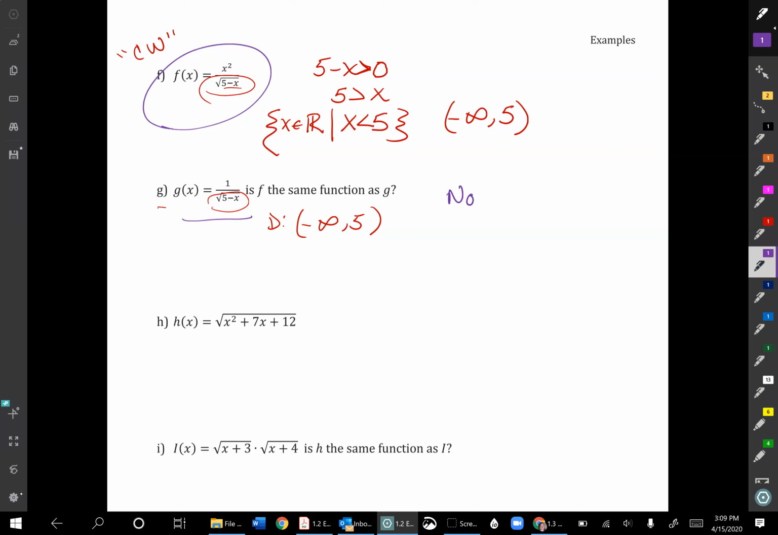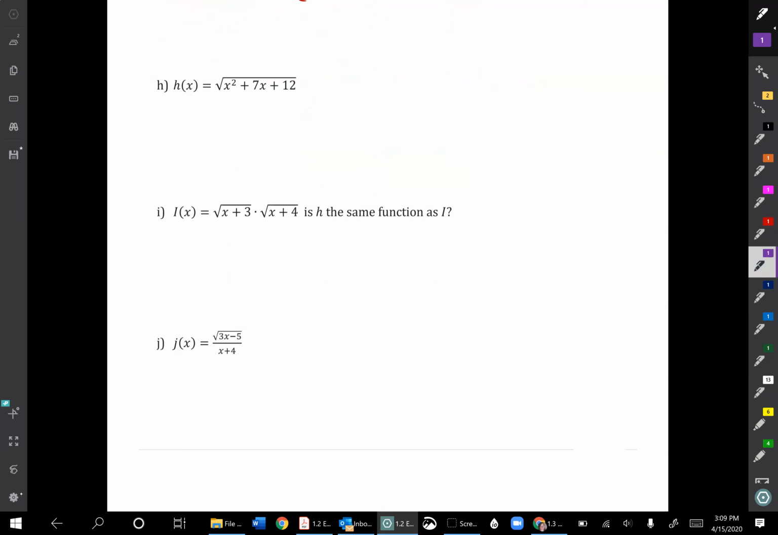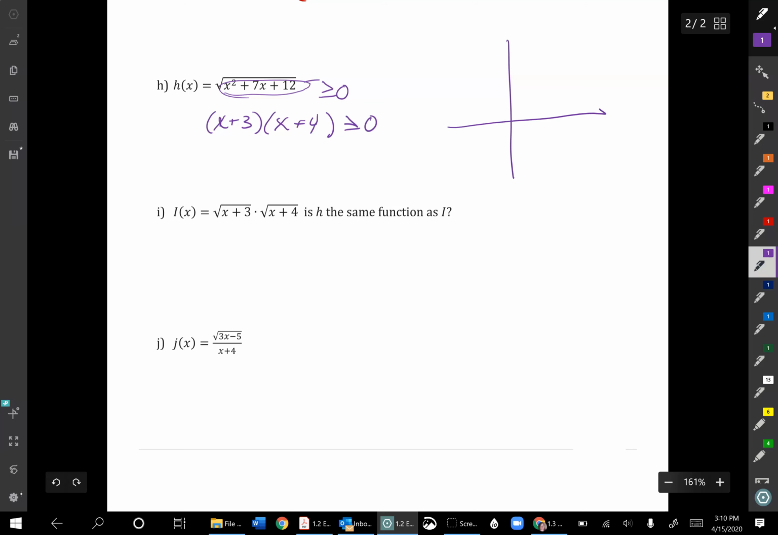For h, this one's a bit tricky, x squared plus 7x plus 12. So we need to factor what's in the middle there to help us out. We need this whole polynomial under here to be greater than or equal to 0, right? So we're going to factor that, which would be x plus 3 times x plus 4. And we look at when those are greater than or equal to 0. It's a little bit tricky to tell unless you actually just graph it. So do a quick sketch. Helps. So we're going to do a really quick sketch here.